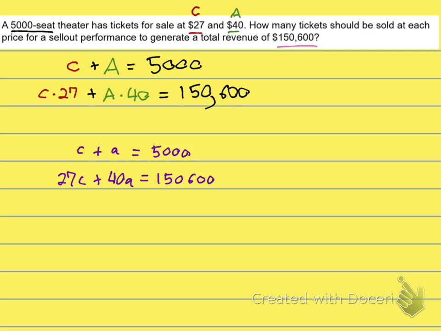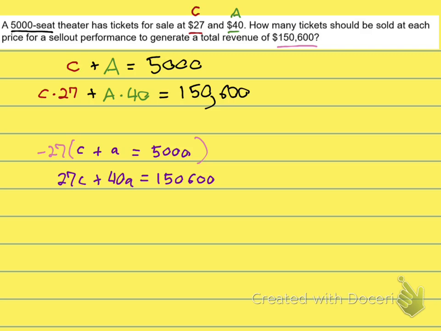What I'm going to do, if I want my C's to cancel out right now, if I added them up, I'd get 28C. And that's not what I want. I want no C's. I'm just choosing to cancel out C. I could cancel out A also. But what I'll have to do is multiply the entire equation times negative 27.